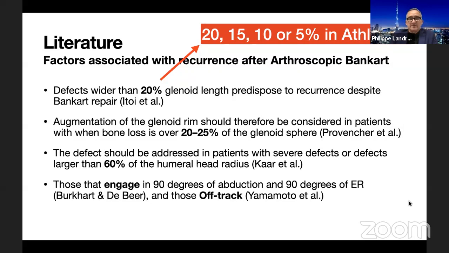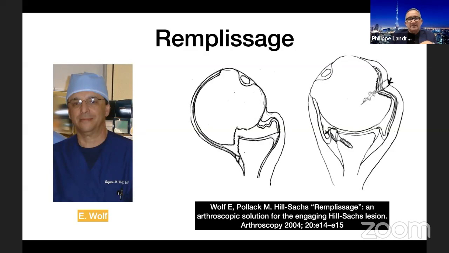And same thing concerning the engagement, off track and on track, because I don't know exactly what is on track or off track, but at least this kind of lesion was one time off track, because it happened at least one time to make this Hill-Sachs lesion. So be careful in the athletic population. The level of acceptance of bone lesion for a simple Bankart should be very, very low, probably lower than in the non-athlete population, particularly because now we have this remplissage technique which gives a good result.